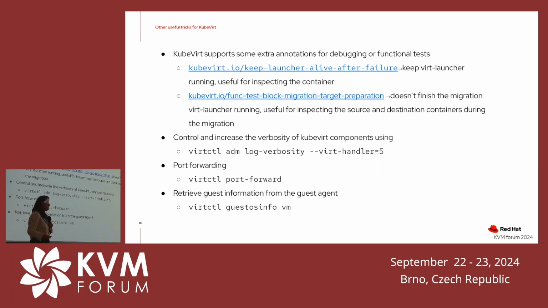And the second does the same, but for migration. For migration, usually we have two pods, one for the source and one for the destination, basically the two libvirt. And if there is something not working properly on the destination, then you can use the second annotation. virtctl also has port-forward, the same, but for when a port is not working properly on your VM.